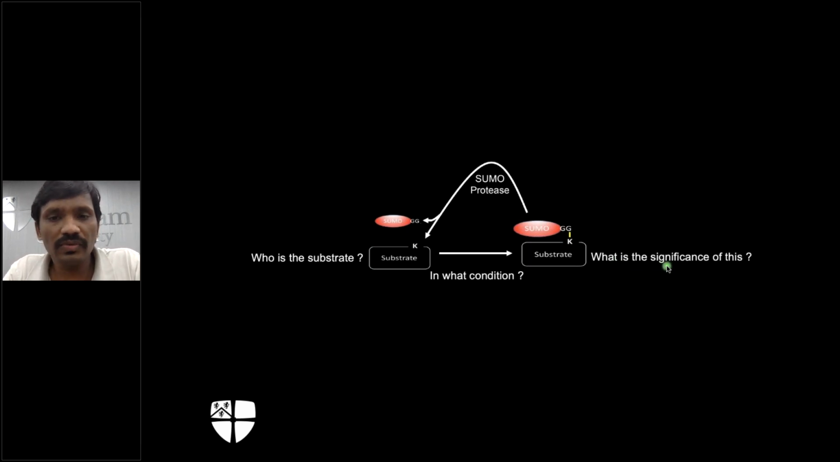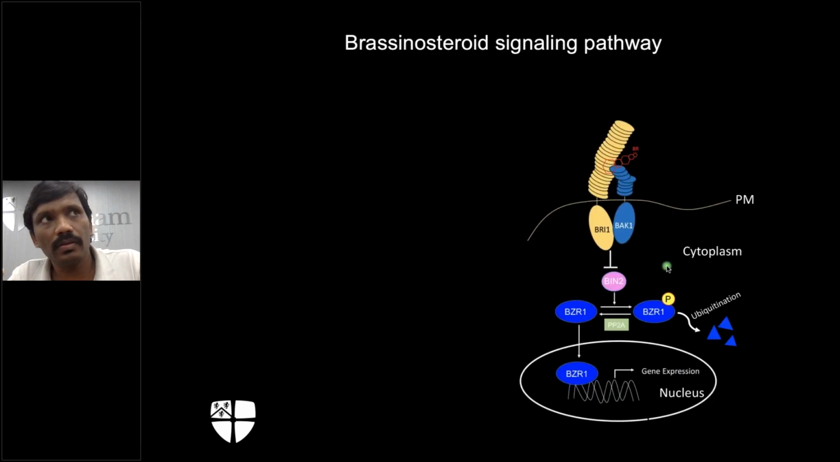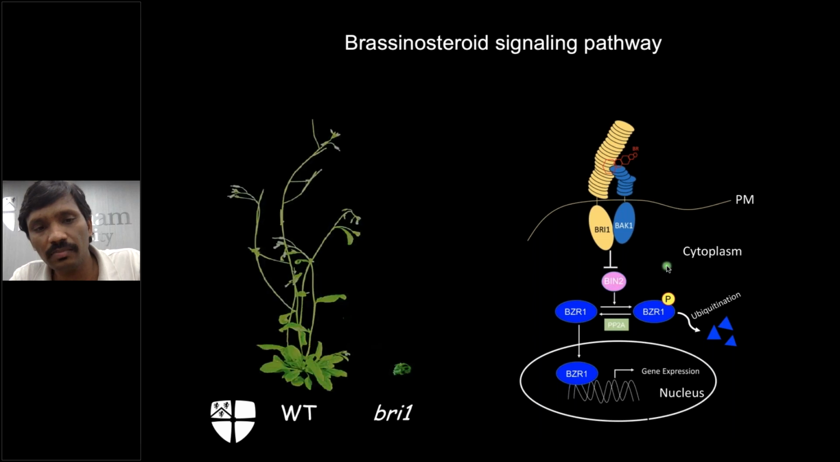To answer this question, we started looking into brassinosteroid signaling, and we know the significance of brassinosteroid signaling by looking at this phenotype, the wild type and BRI1, which is a receptor of this brassinosteroid. If you have a loss of function or mutant of BRI1, you can see how different they are. The mutant is not even able to grow. So you need this brassinosteroid signaling for proper plant growth.